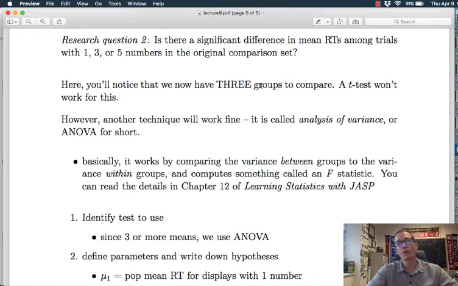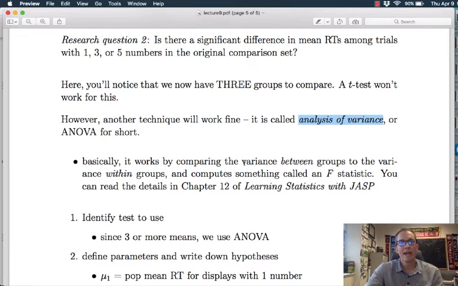A t-test will not work for this. A t-test has to have exactly 2 groups. But there is another technique that will work just fine, and it's called the analysis of variance. Now, I'm not going to get too far into the mechanics of analysis of variance. There are other courses that you can take potentially in graduate school where you can really get into the nitty-gritty on ANOVA. But basically, it works like this.